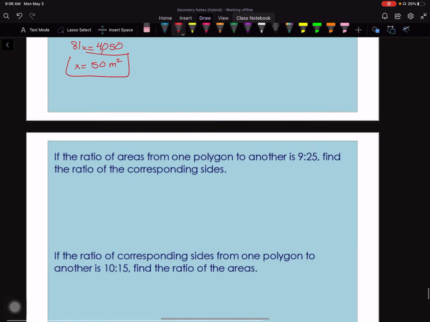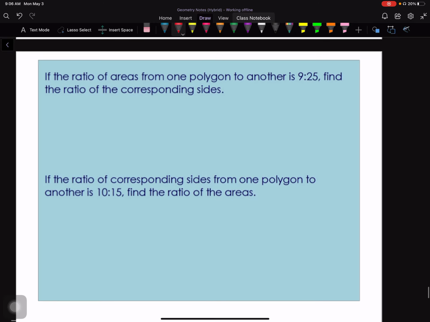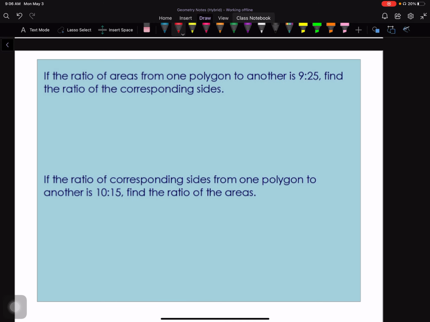Okay, so let's see if we can do some more examples, but without a figure. It says the ratio of areas from one polygon to another is 9 to 25. So that means the sides have already been squared. If I want to find the ratio of the corresponding sides, I have to take the square root. So what we have right now is the area ratio is 9 over 25. I want to go backwards, figure out the left side. So in order to do that, I take the square root. The square root of 9 is 3. Square root of 25 is 5.